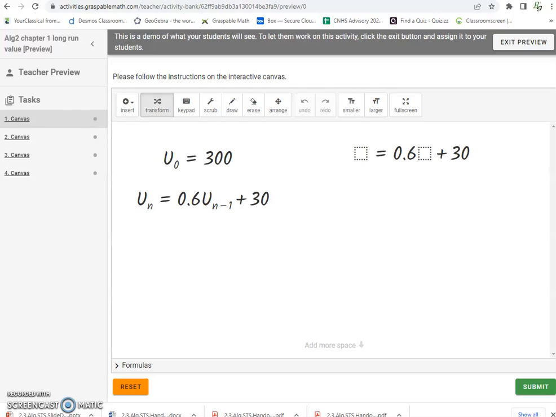long-run value. So in other words, if I had put 300 in here and multiplied it by 0.6, and then added 30 to that, and then if I take that answer and multiply by 0.6, add 30, and if I keep doing it over and over again, what answer are we approaching? I've demonstrated this idea with a spreadsheet over the last couple of class periods. Now we're going to actually look at how we calculate that value using some algebra.